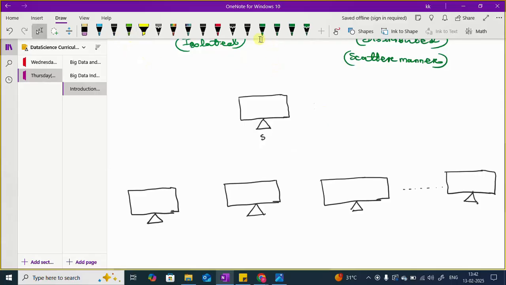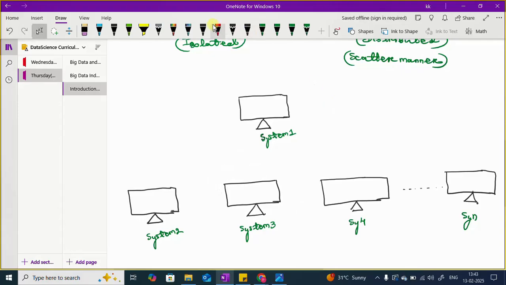Let me write in a different color. Yeah, that's system one, system two, system three, system four, and in total, let's say, system n. Okay, system n. If these systems are interconnected with each other, it means they're communicating with each other.